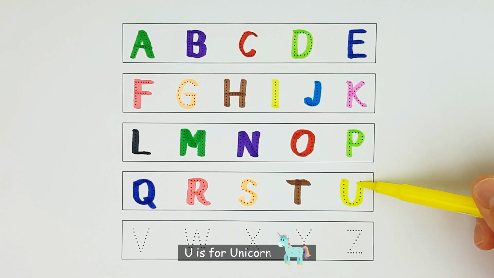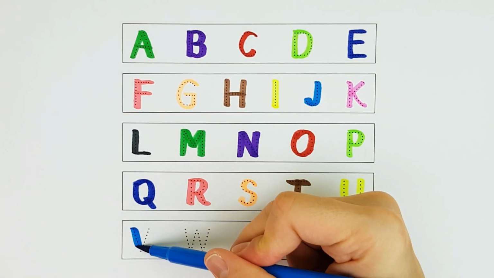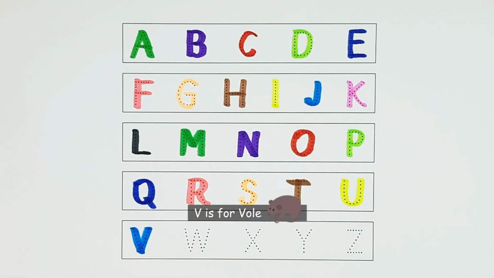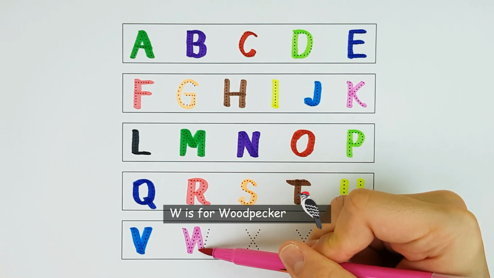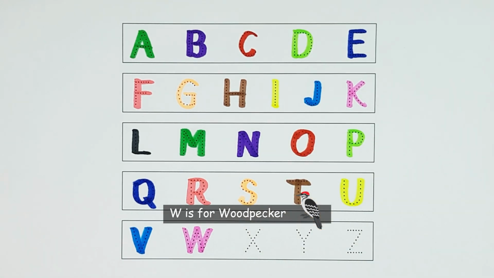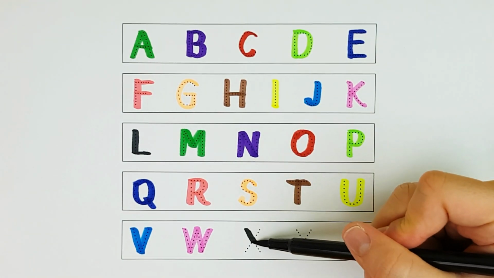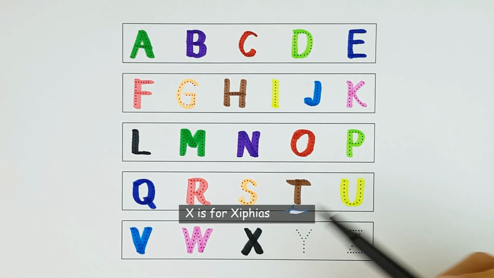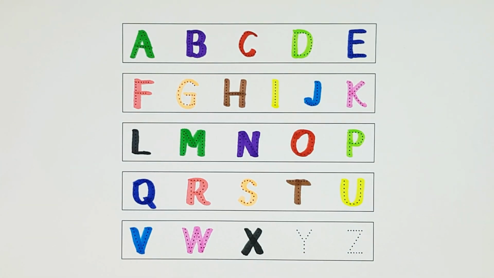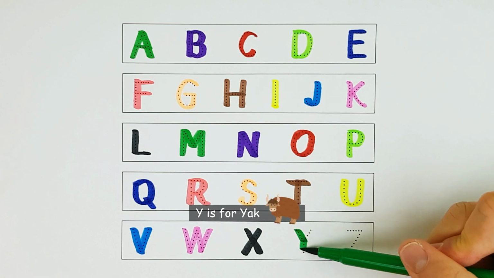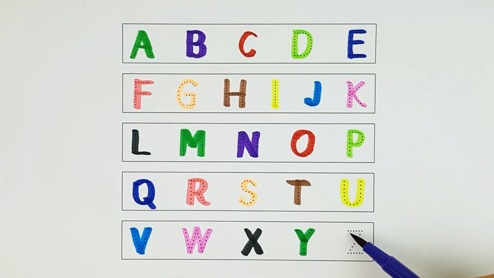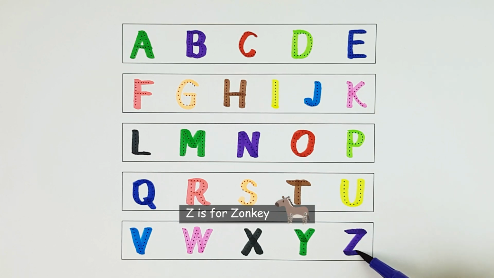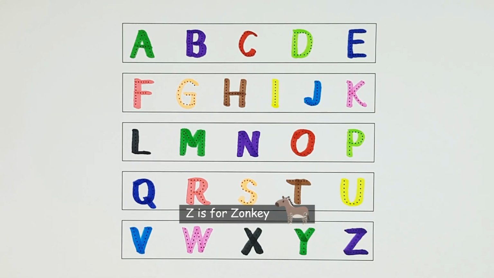U. U is for unicorn. U. V. V is for vole. V. W. W is for woodpecker. W. X. X is for xiphias. X. Y. Y is for yak. Y. Z. Z is for zonkey. Z.